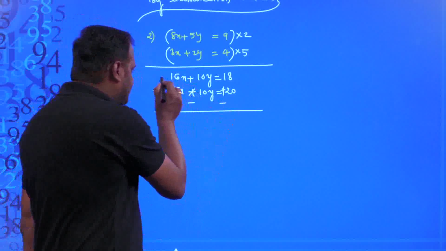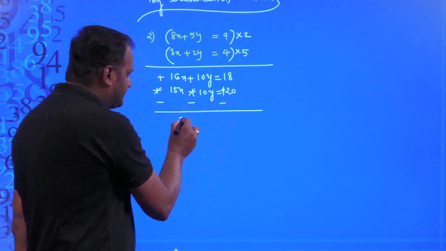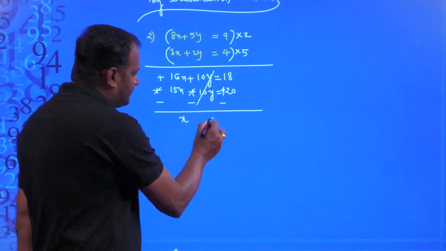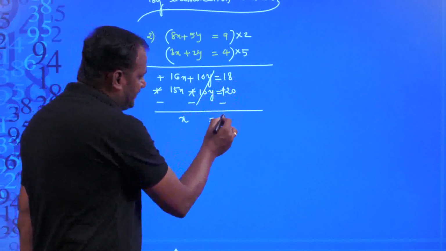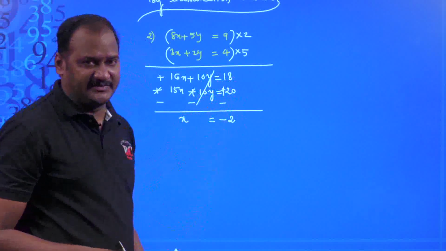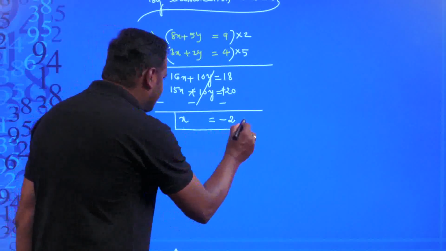So, 16x is positive 16x, so 16x minus 15x is going to be 1x, and plus 10y minus 10y will be 0, which is equal to 18 minus 20, which is minus 2. So, we got the value of x directly. So, we get x is equal to minus 2.